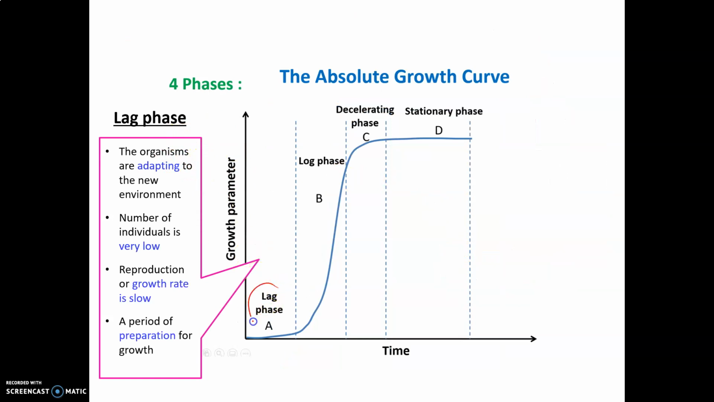Pada awal-awal phase ni, pada phase yang utama, you boleh nampak over the time, semakin bertambah masa, dia punya growth parameter itu sangat-sangat kecil. Okay, you boleh nampak sini, sangat-sangat kecil dia punya magnitude for the growth parameter. Dia grow sangat-sangat slow. Pada ketika ini, kenapa the number of individual is very low ataupun the growth rate is very low disebabkan apa? The organism dia baru nak adapt. Okay, dia nak adapt pada new environment.